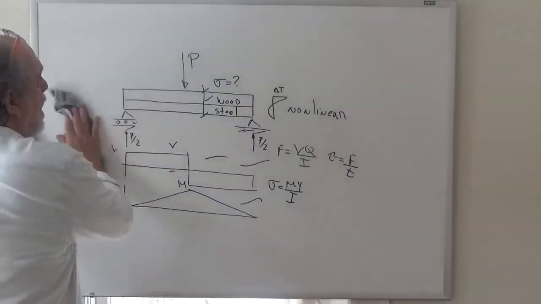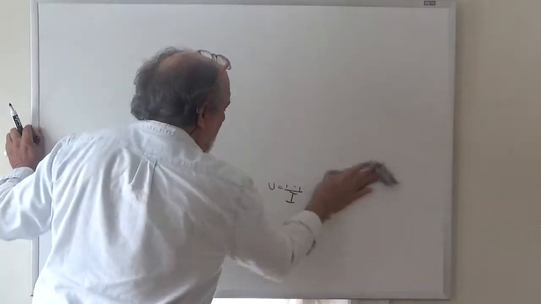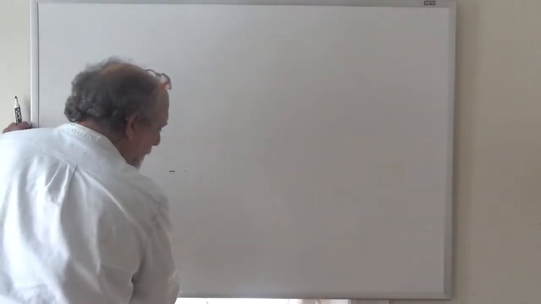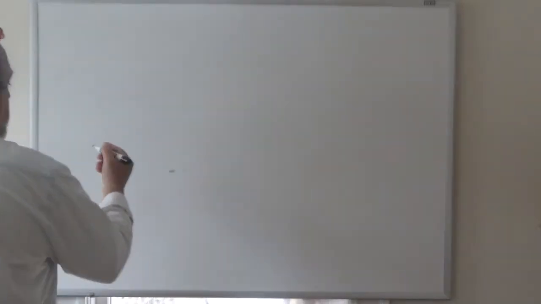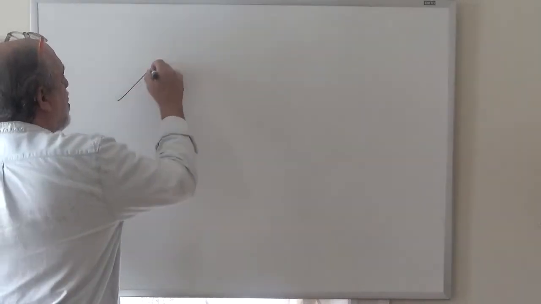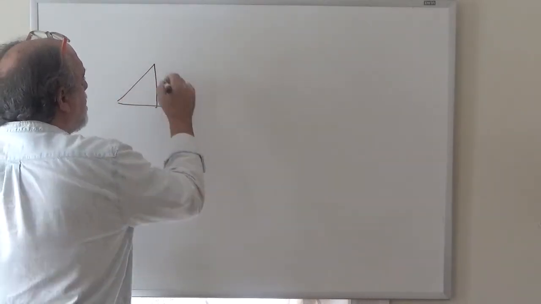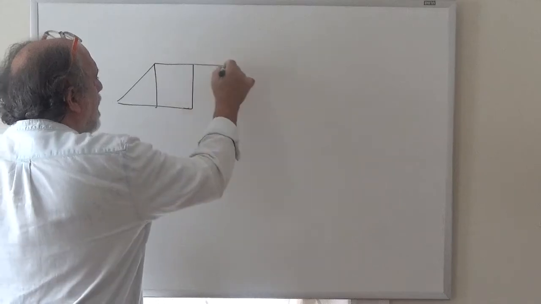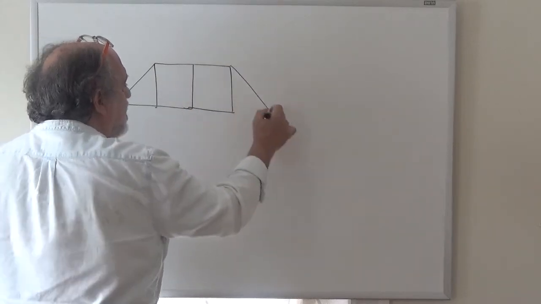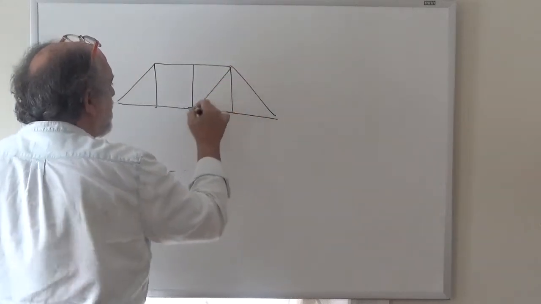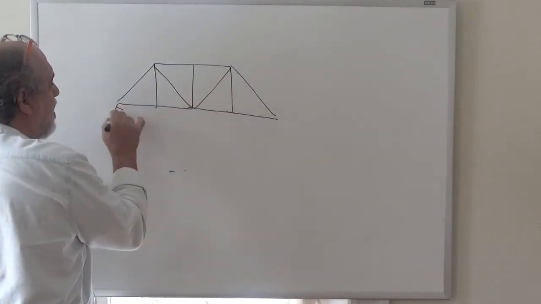Now, a structure may be statically determinate, may be statically indeterminate. Let's take a look at trusses. If you have this truss, which is like, let's say, your classical truss, right? It has a name, but I forget.